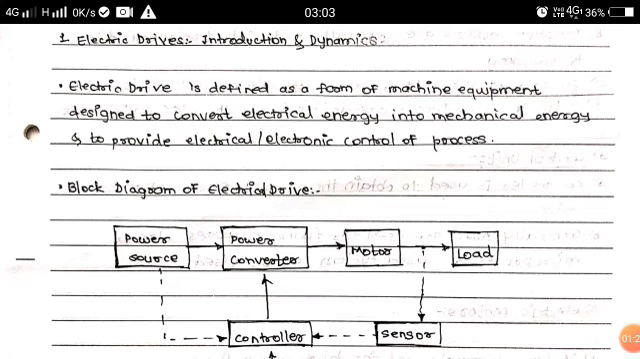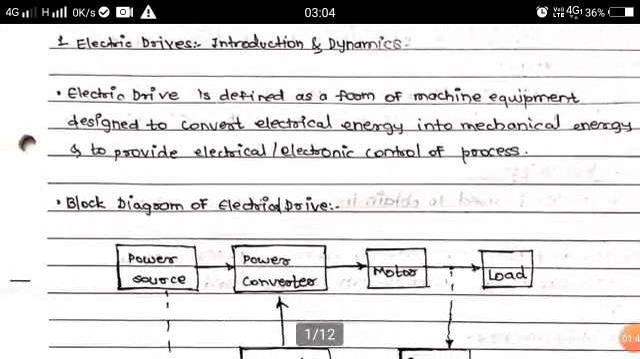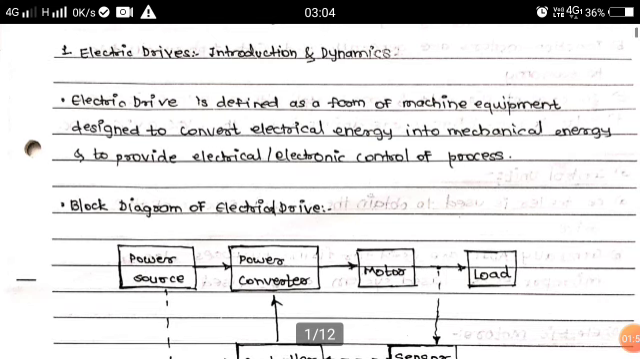So obviously, what is an electrical drive then? This is also a system, just the difference is it runs on electric power, and obviously the motors run on electric power, and therefore it is called an electrical drive. If we see the definition, an electrical drive is defined as a form of machine equipment designed to convert electrical energy into mechanical energy and provide electrical or electronic control of process. So that is what an electrical drive is.